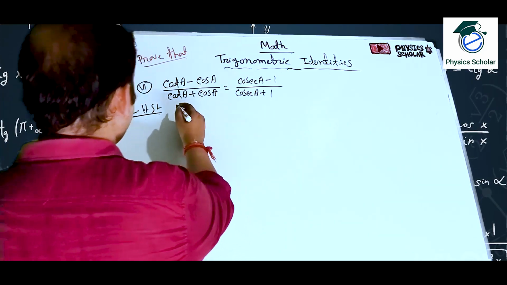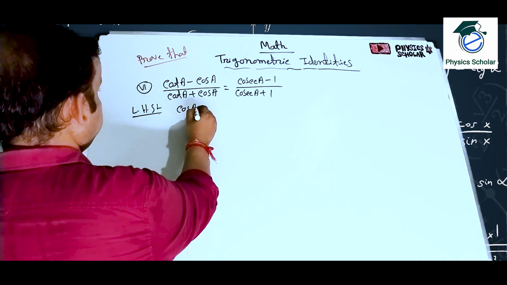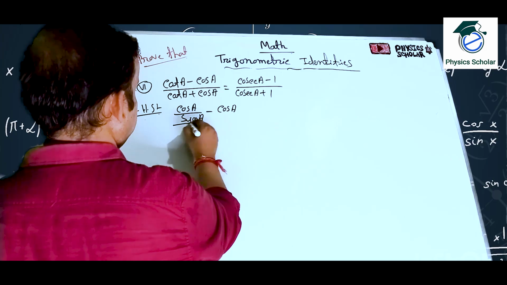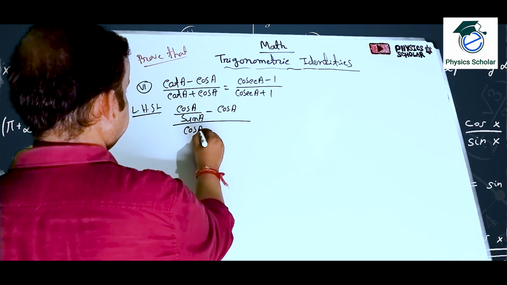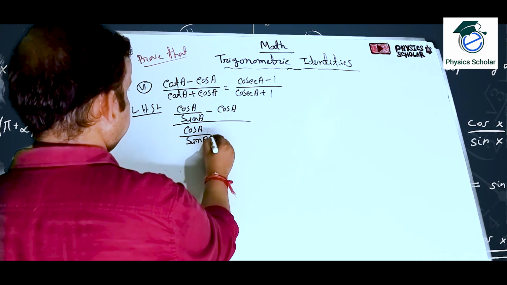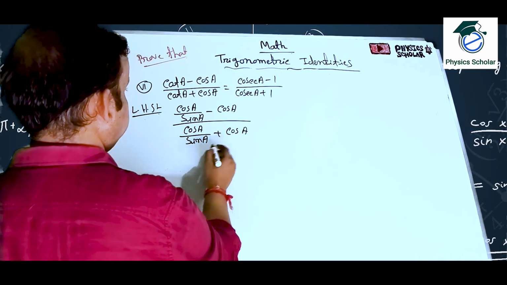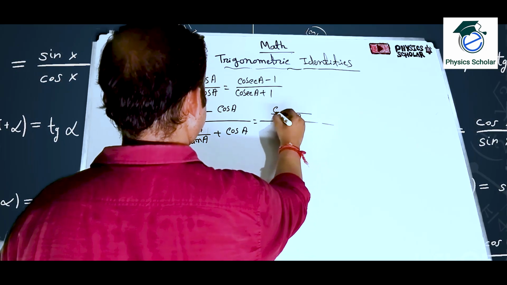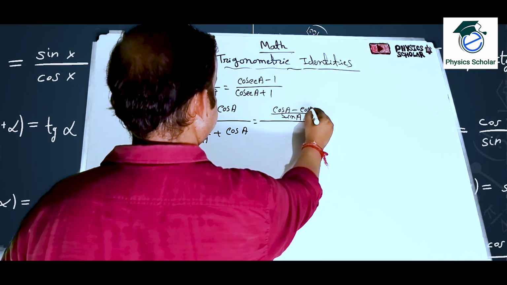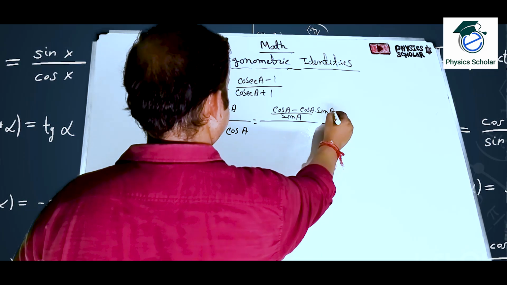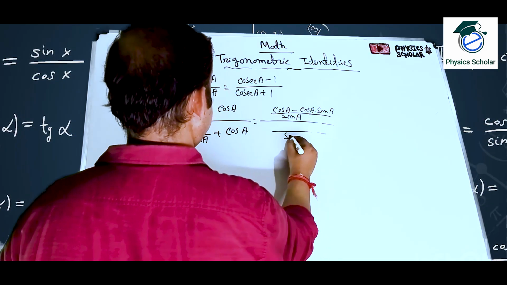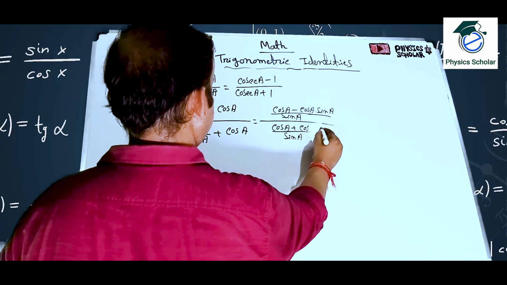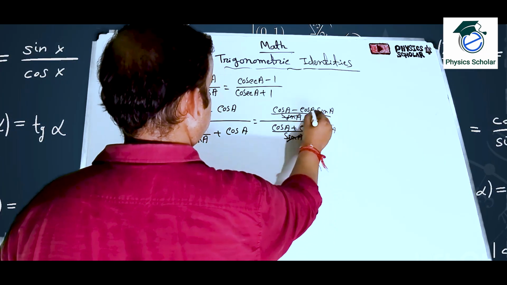Left hand side, cot A means what? Cot A means cos A by sin A, minus cos A whole divided by cos A by sin A plus cos A. Clear? Now here what we can write? Sin A will be the LCM. So cos A minus cos A into sin A whole divided by what? Sin A will be the LCM. So cos A plus cos A into sin A. So this will be cancelled.